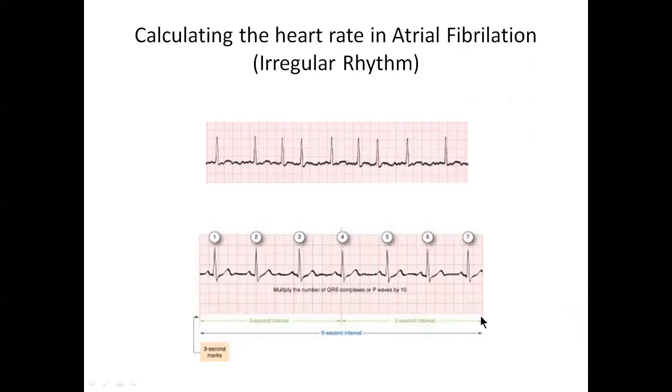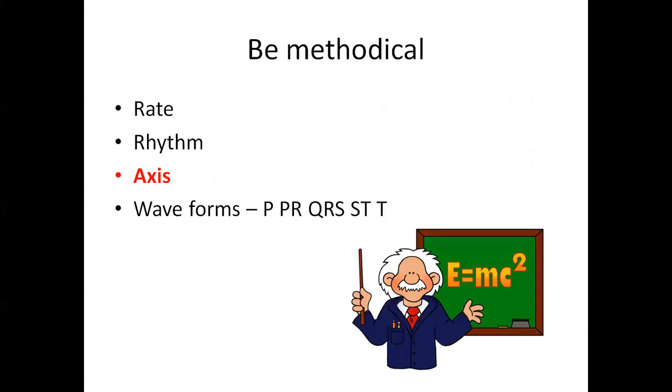So here is a 6-second interval, and we count 1, 2, 3, 4, 5, 6, 7. So there are 7 QRS complexes, and you multiply that by 10. Okay, so 6 seconds times 10 would be 60 seconds. So that's how many QRS complexes there are in 60 seconds or 1 minute. That is how you calculate the heart rate if the rhythm is irregular. So now we know how to determine the rate, and then we decided on the rhythm.